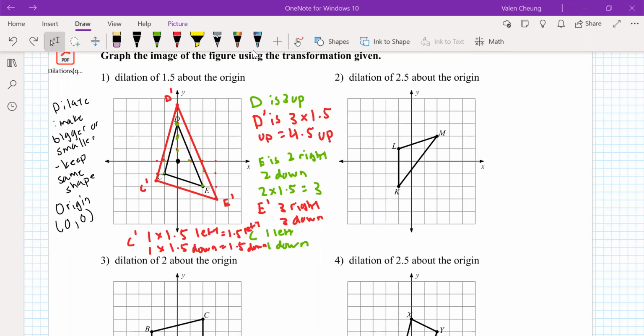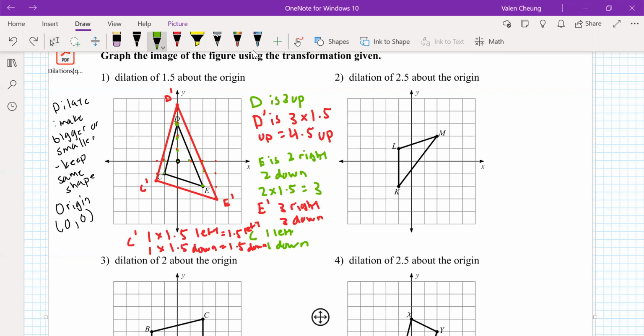So notice how for our point D, when we went from D to D prime, it's pretty straightforward because we're going straight up and down. We know that if D is just 3 up, we can multiply that by 1.5, and that stretches to 4.5 for D prime. But for point E, it's not so straightforward.